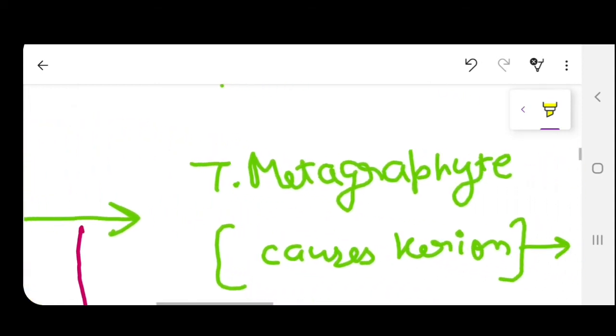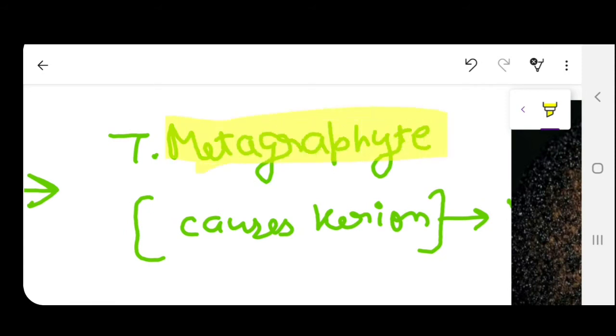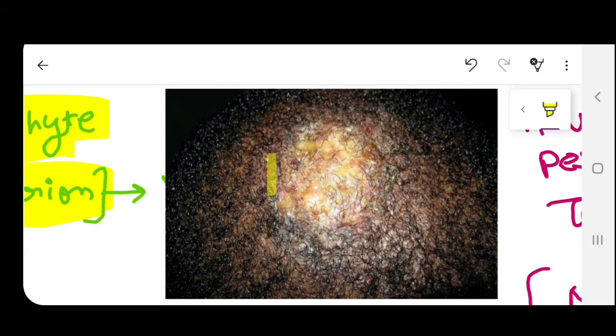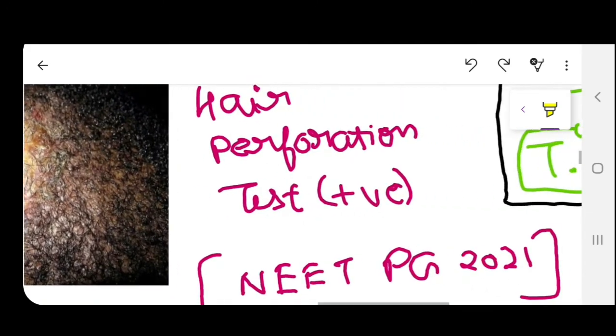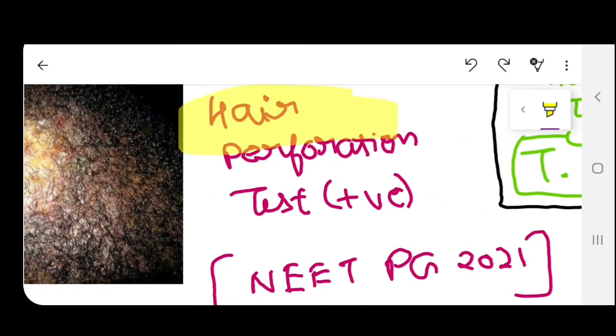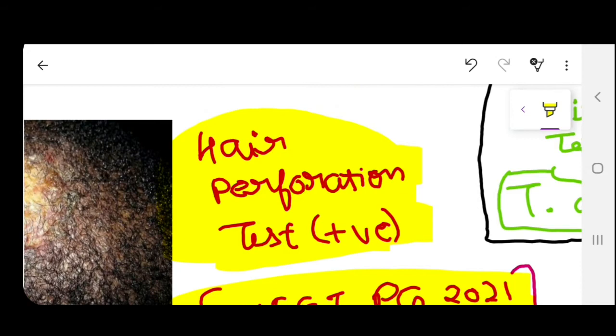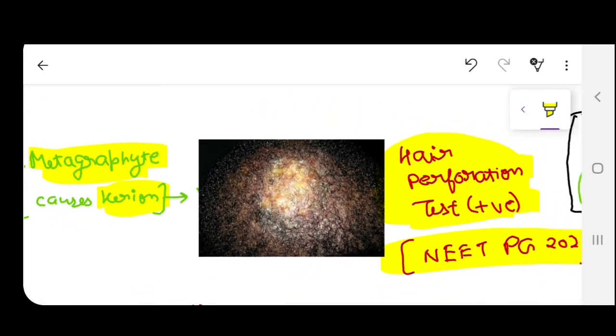So first of all, Trichophyton mentagrophytes. This Trichophyton mentagrophytes causes a condition known as kerion. You can see here, this is the kerion. And a very important point, this Trichophyton mentagrophytes causes the hair perforation test to be positive. This is for this year's NEET question. Hair perforation test is positive in Trichophyton mentagrophytes.